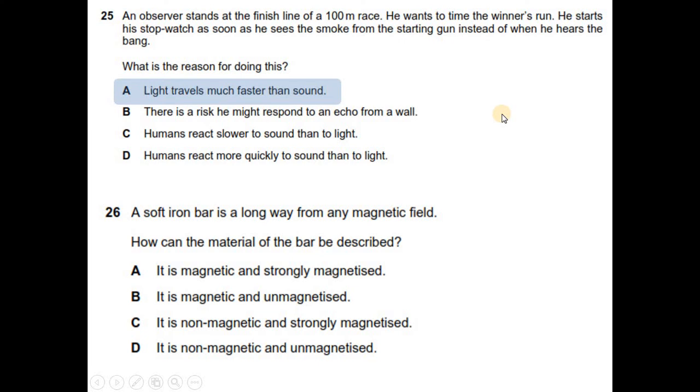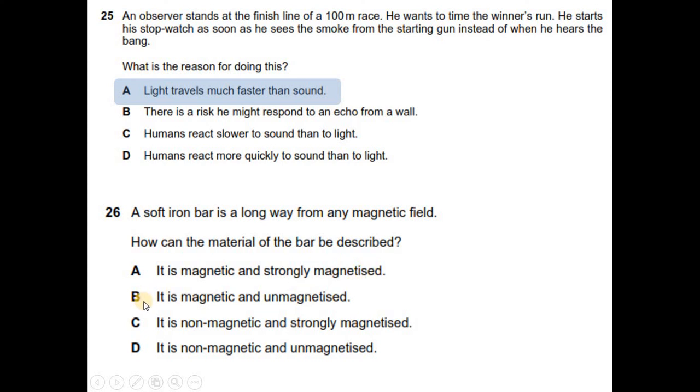26. A soft iron bar is a long way from any magnetic field. How can the material of the bar be described? An iron bar is a long way from any type of magnetic field. Okay, so is it magnetic and strongly magnetized? No. Because it is made of iron, the material is magnetic, but it is not magnetized because it is away from any type of magnetic field. So it is magnetic, but it is not magnetized.